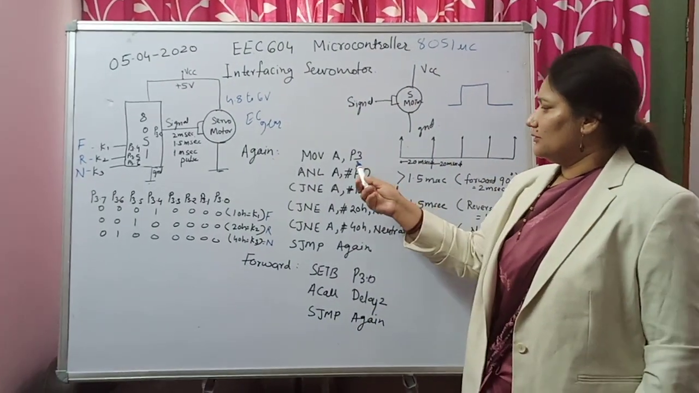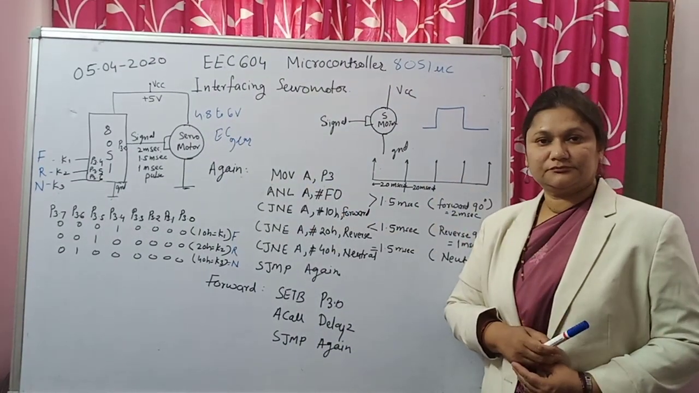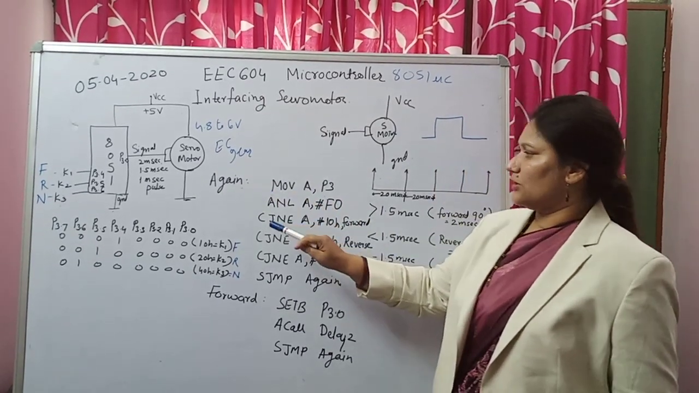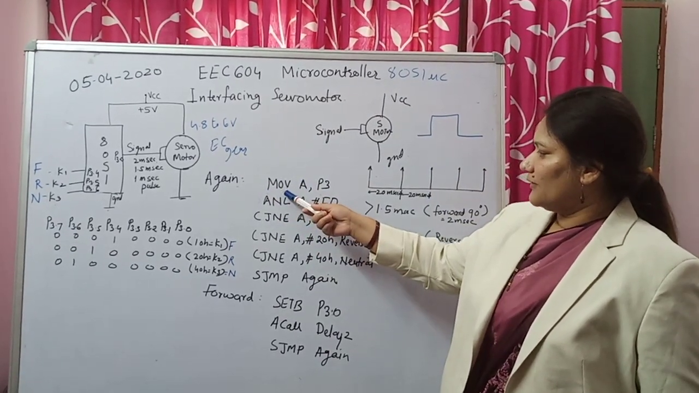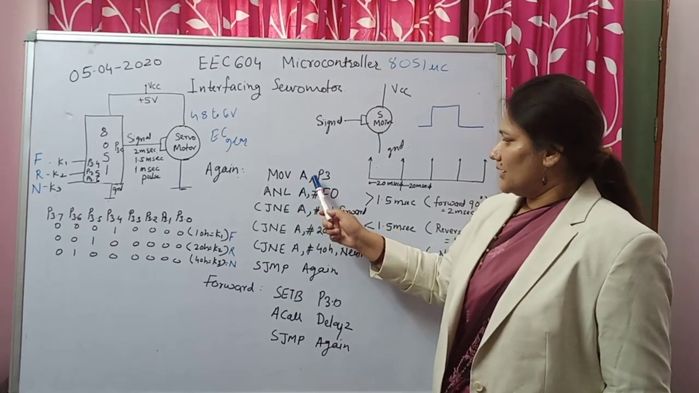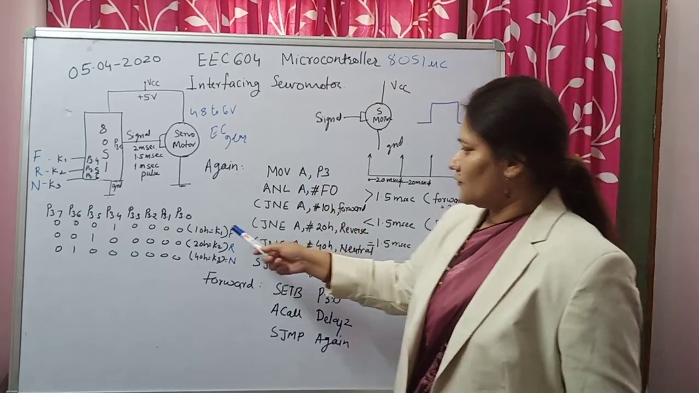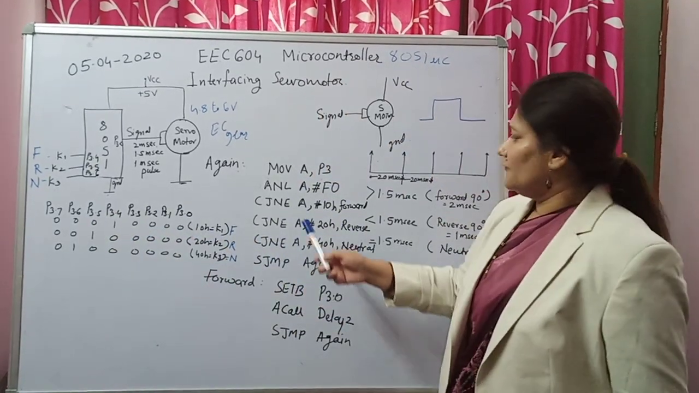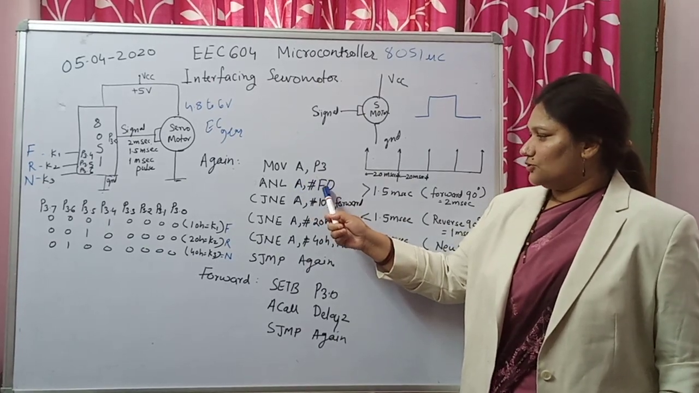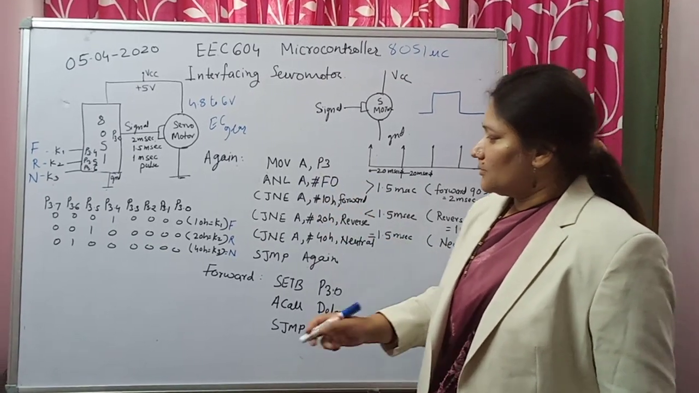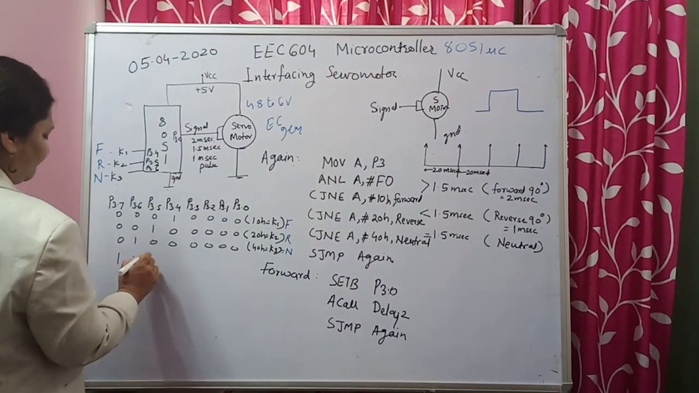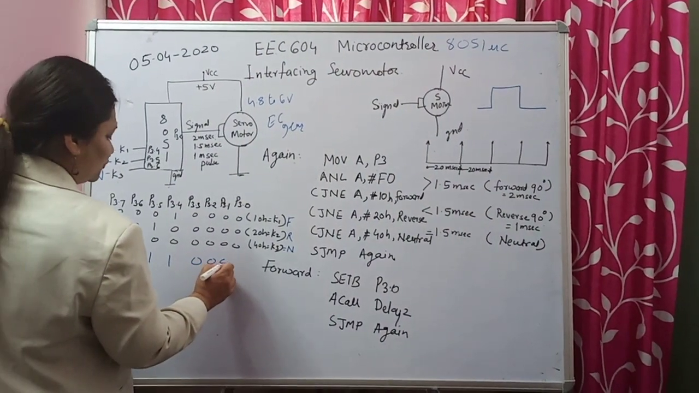Let's say we are reading port 3 in accumulator. So we were discussing a simple program. Now what we have done, we have taken the contents of port 3 into accumulator. So now accumulator will contain the status of all these particular pins. So what we are doing, we are ANDing accumulator contents with F0. Why with F0 are we ANDing? Because F0 stands for all ones over here and all zeros over here.